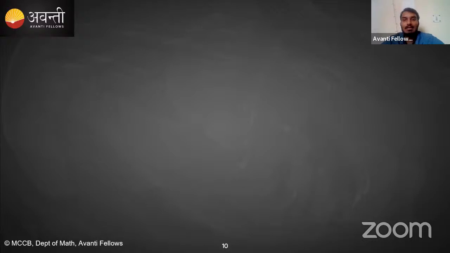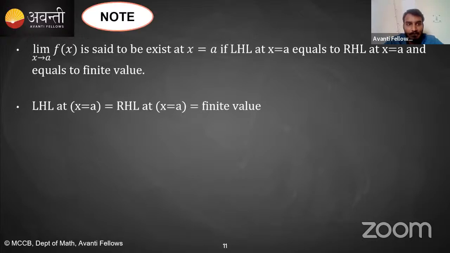Now we will see the concept of left hand limit and right hand limit. So now we got the introduction of the limit. Now we are starting to find the limit actually. For that, we will be seeing the concept of left hand limit and right hand limit. Is this clear?